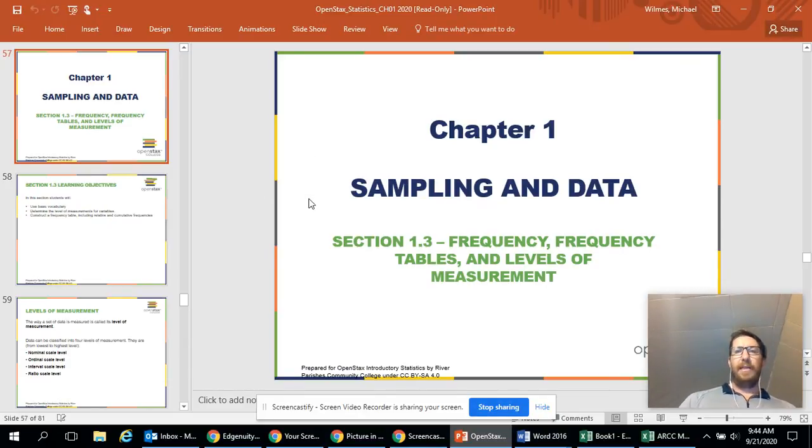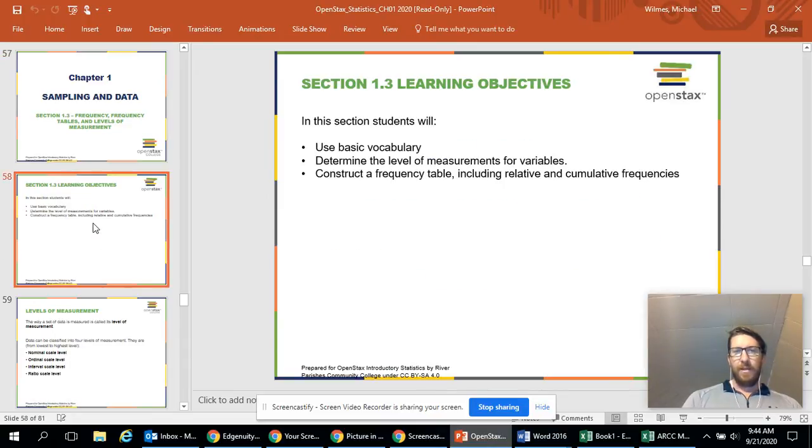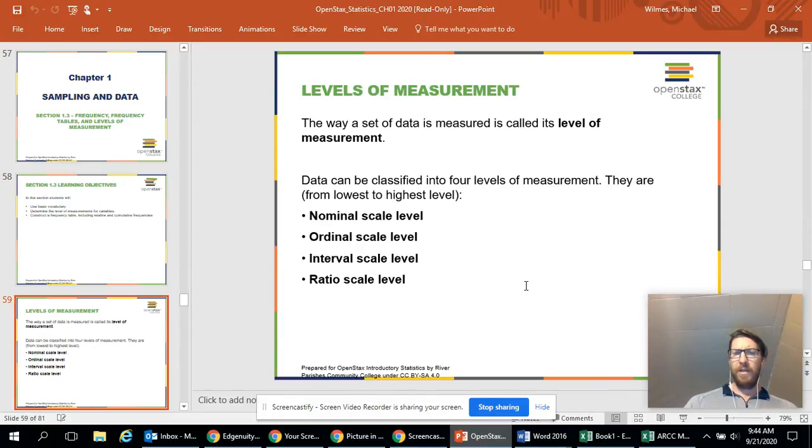Inside of this section, we're going to be looking at frequency tables and levels of measurement. First video is going to be looking at that last part, levels of measurement. And we're going to be learning about the vocabulary involving our variables. So here's the 4 different levels of measurement. And we're going to start with the most nondescript and go to the most descriptive, if you can remember it like that. So nominal, ordinal, interval, and ratio.